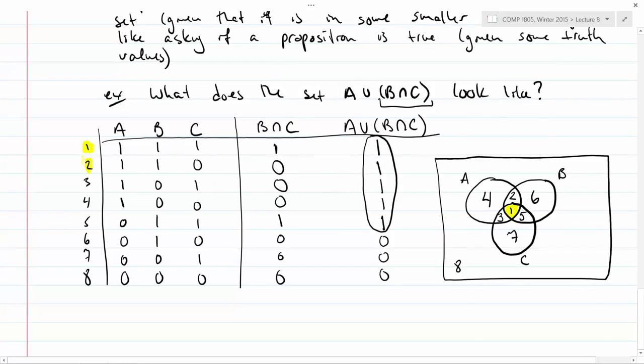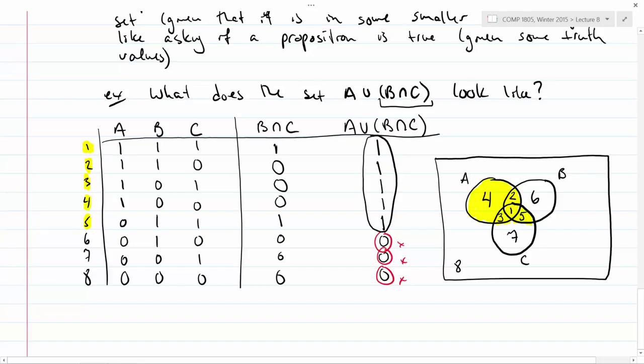Region 2 has a 1 in it, so I had better shade region 2. Region 3 has a 1 in it, so I had better shade region 3. Region 4 has a 1 in it, so I had better shade region 4. Region 5 has a 1 in it, so I had better shade region 5. Region 6 does not have a 1, region 7 does not have a 1, and region 8 does not have a 1, right? That's these ones right here, so I don't shade those. So this Venn diagram on the right is exactly the Venn diagram for this set. So this is how you draw Venn diagrams.